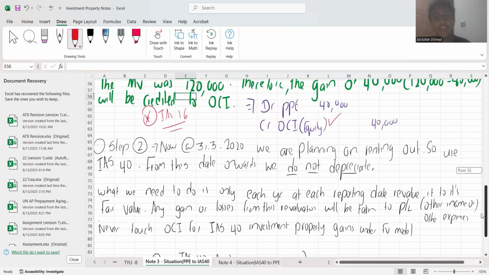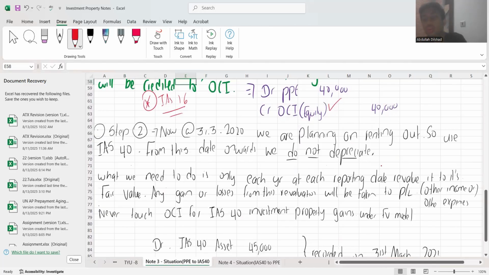Okay. So since they're using the fair value model, it's quite simple, right? In the fair value model, you never ever depreciate. Why? Because we do not calculate carrying value at all. That's the basic of fair value. Once we go into the fair value model in terms of IAS 40, we do not depreciate the asset, right? So we are planning on renting out the asset. IAS 40 triggers from that date onwards, and we do not depreciate. What you need to do is calculate fair value at each reporting date, and any gain or loss will be taken to P&L.